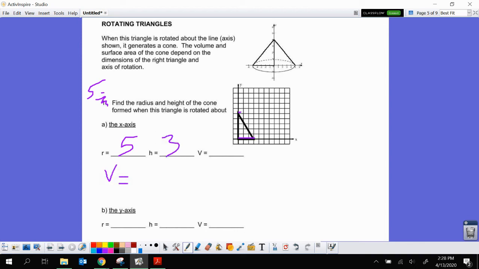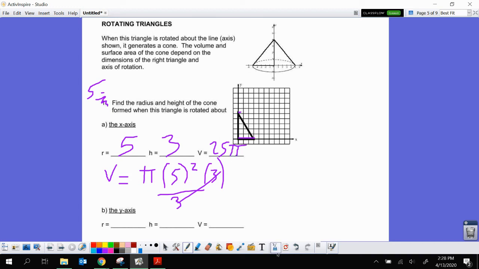Okay, and volume of a cone is base times height over 3. Okay, so pi r squared is the base. So pi 5 squared times h over 3. Here, these 3's can just cancel, so the volume is 25 pi.